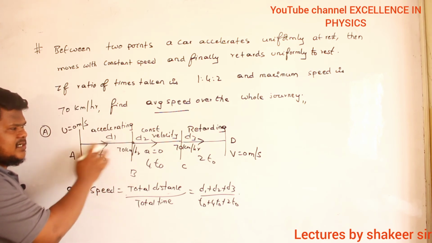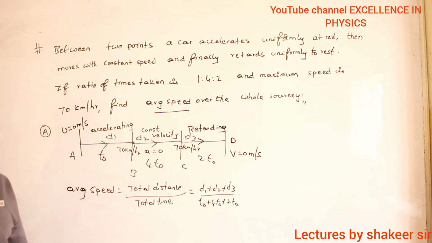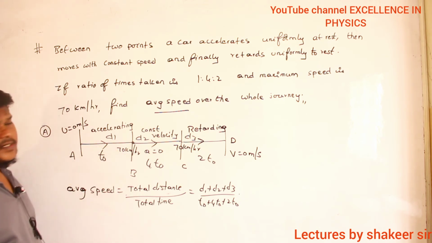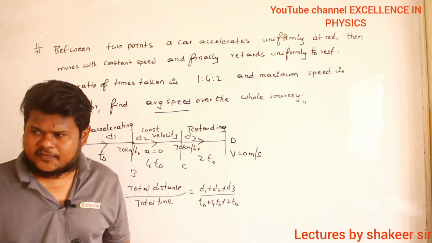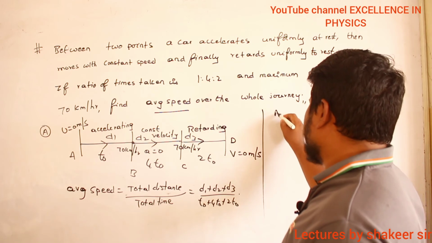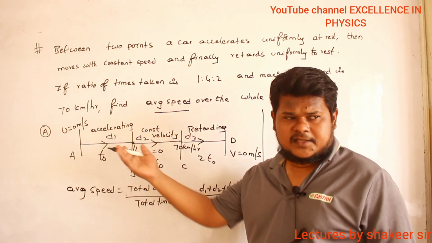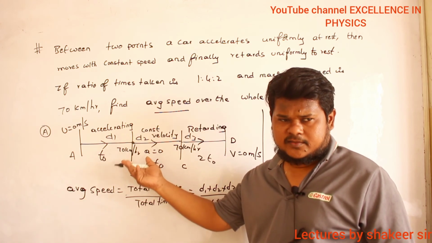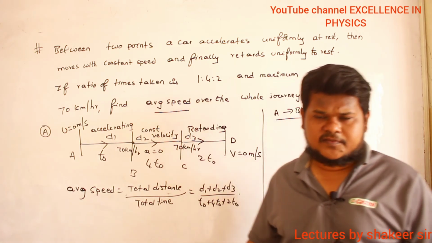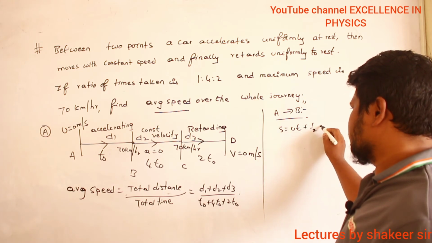So d1, this is accelerated motion. So why can't you use the relation s is equals to ut plus half at square? Definitely I can use. Because this is accelerated motion, I can use the relation s is equals to ut plus half at square. So let us try to use that relation. So therefore, from A to B, what kind of motion is this? Accelerated motion. Accelerated motion means how many equations do we have? 4 equations. Out of 4 equations, which is better? I will use the relation s is equals to ut plus half at square.